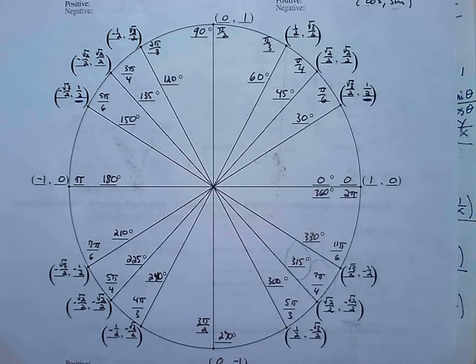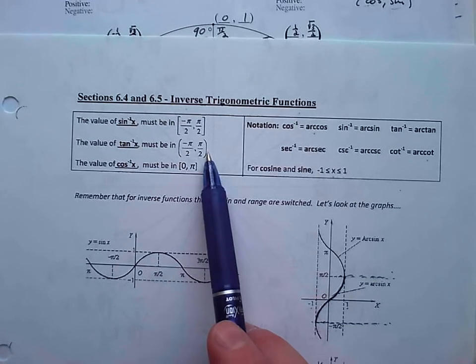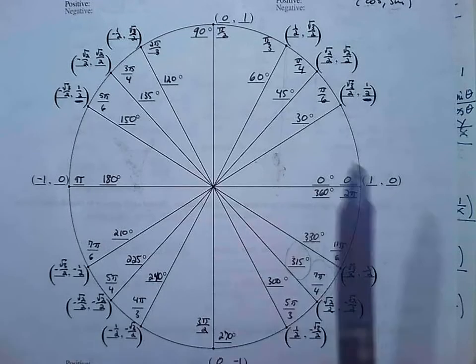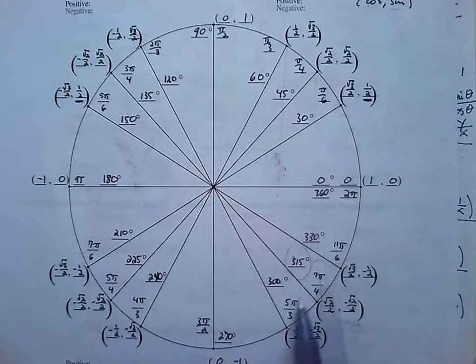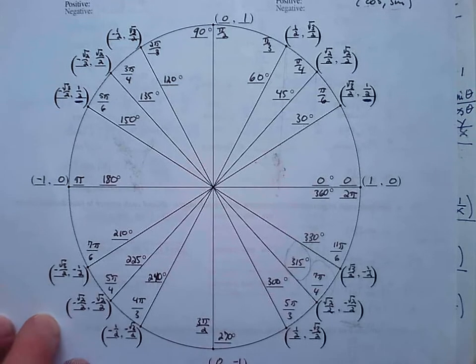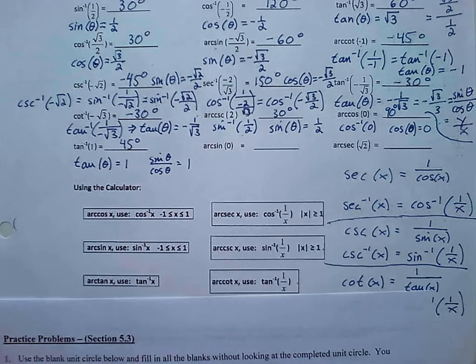But again, keep in mind that for the arc tangent, we need to be between negative 90 degrees and 90 degrees, or negative pi divided by 2 and pi divided by 2. So therefore, we can only be in this right-hand side of our unit circle. So therefore, the only angle that's going to work is going to be 45 degrees. So the answer here is 45 degrees.